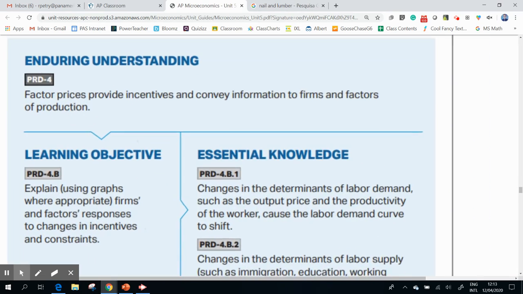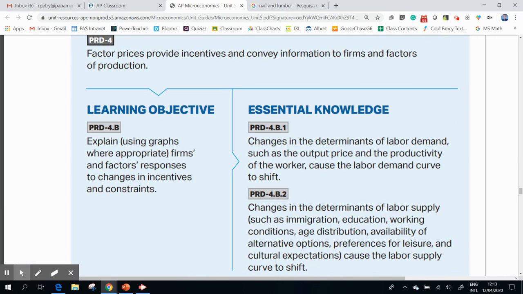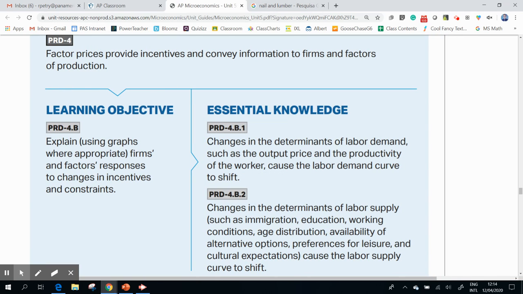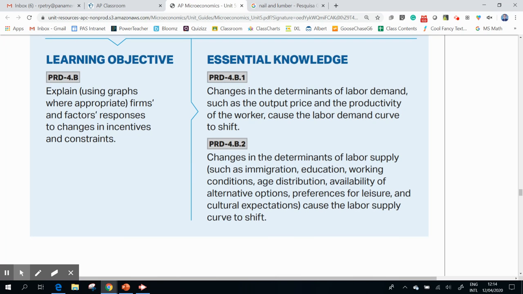According to our AP Microeconomics unit guide, our learning objective here is that you need to be able to explain the firms' and the factors' responses to changes in incentives and constraints. Changes in the determinants of labor demand, such as the output price and the productivity of the worker, cause the labor demand curve to shift.